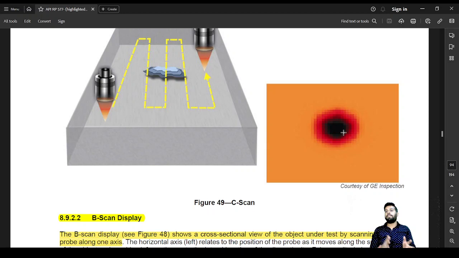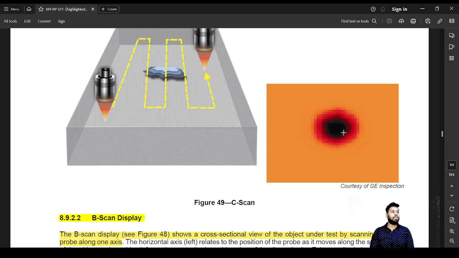For automated UT, B-scan is preferred. And for composite material, C-scan is preferred. It depends. Again, you can change it. You can complement each one with the others also.